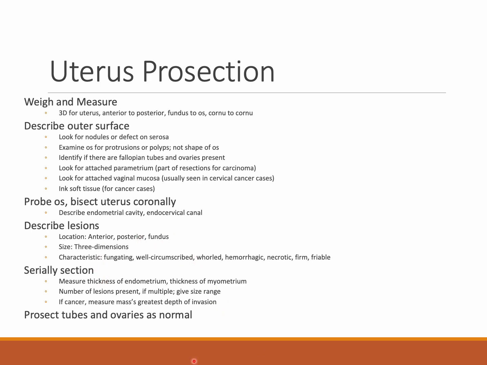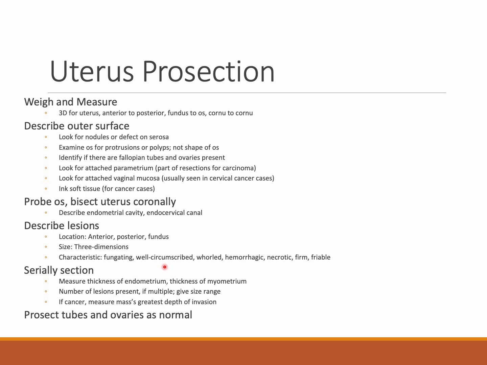Then as you serially section, your typical measurements are going to be your endometrial thickness and your myometrial thickness. So we talked about the need for having myometrial thickness. You also measure the depth of invasion, so we can get that 50% number if possible, as well as number of lesions. Now this isn't predominantly for fibroids. Sometimes you'll see a lot of intramural fibroids when you're cutting, so you give an estimate of those, as well as a size range. Typically, endometrial carcinomas tend to be continuous, so you don't have multiple lesions there.